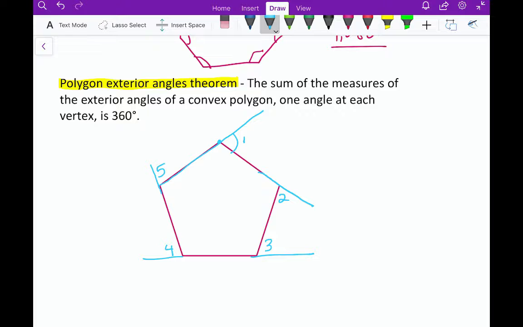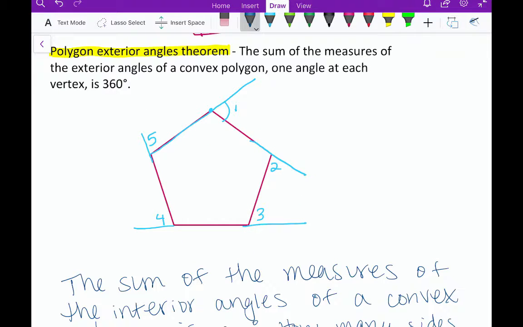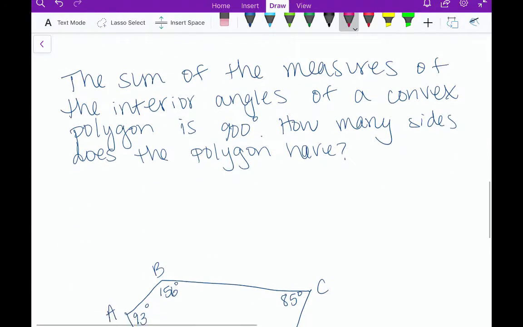So the sum of angles 1, 2, 3, 4, and 5 is equal to 360. Again, not necessarily congruent, only if the polygon is a regular polygon. And that is true for every polygon. Now I'm going to do a couple of problems that relate to these theorems.